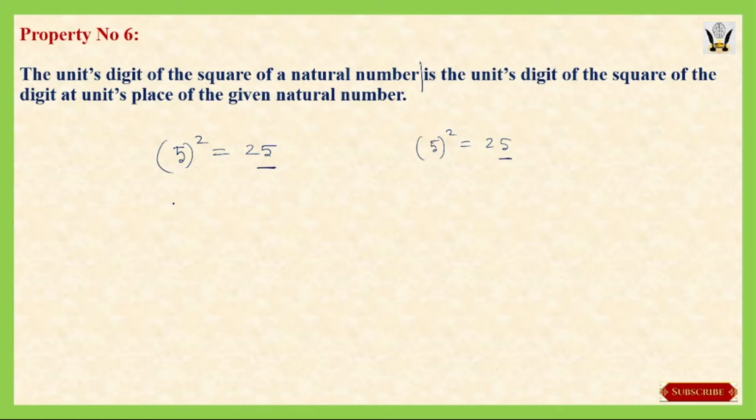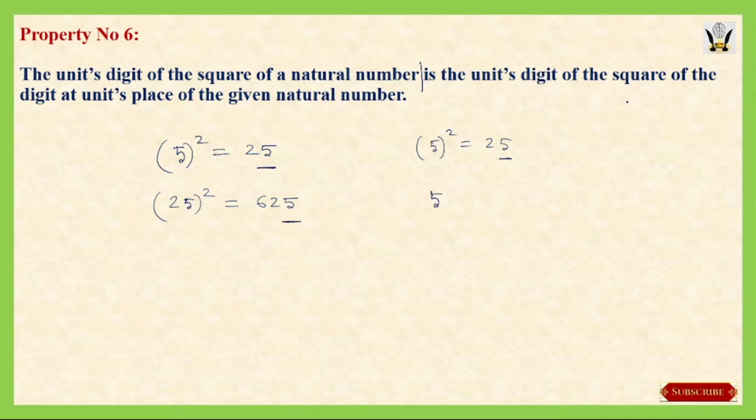To understand this property in a better way, let's choose a 2-digit number. Suppose it is 25, then the square of 25 is 625. Now come to the point. What is the units digit of the square of the natural number? It is 5. This is coming from the right hand side, and from the left hand side, we take the given natural number, 25, and its digit at the units place. So from the given natural number, if we fetch the digit at the units place, it is 5 only.